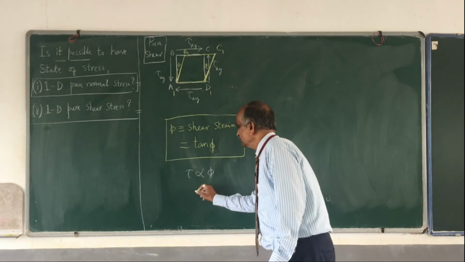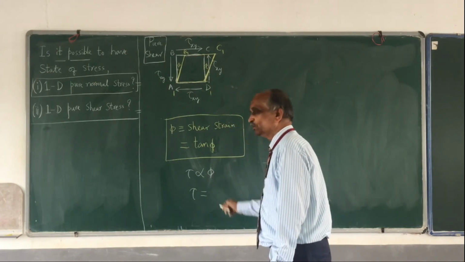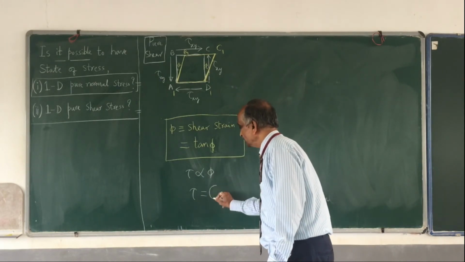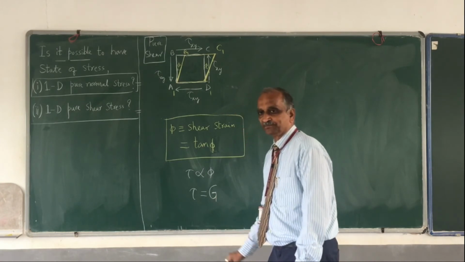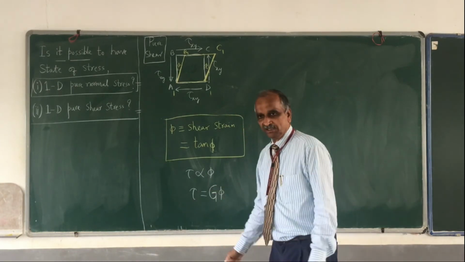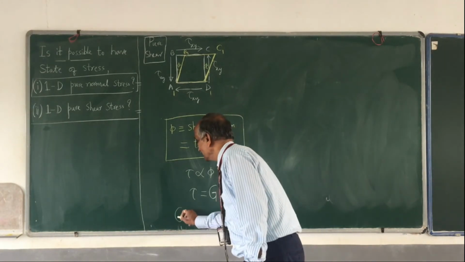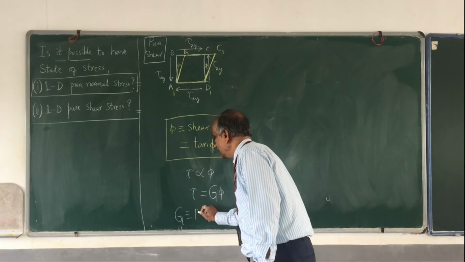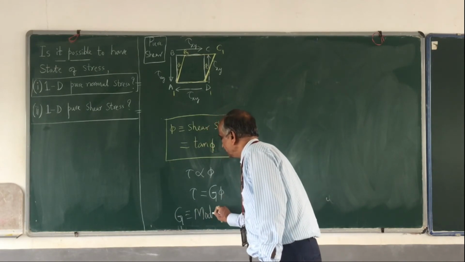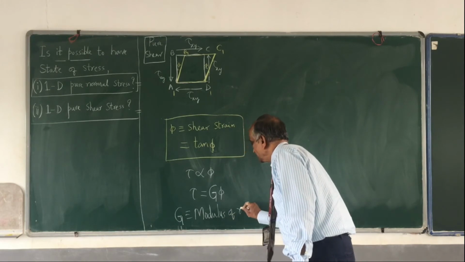So this can be written as tau equal to, I introduce a proportionality constant with a notation G, multiplied by phi. What is this name? G is a proportionality constant, and it has a name. This is called modulus of rigidity.